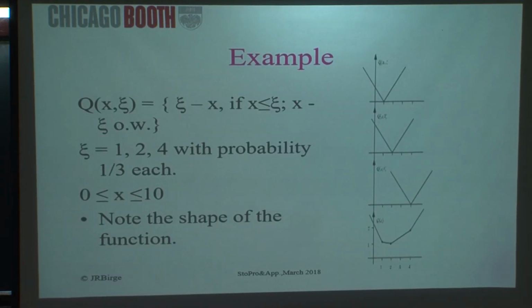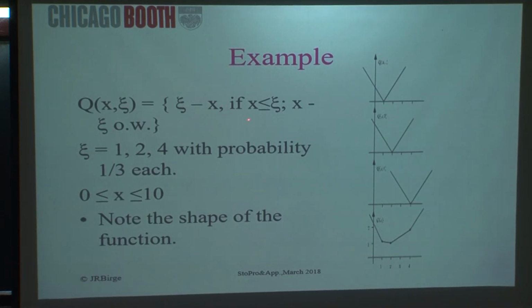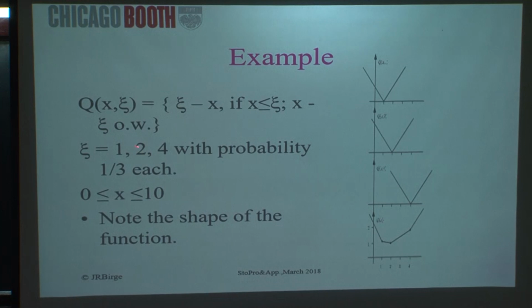Okay, so let's go through an example. It's basically the absolute value of a random variable xc minus x. If x is less than or equal to xc, it's xc minus x. If x is greater than xc, it's x minus xc. Let's say xc has 3 possibilities: it could be 1, 2, or 4, each with probability 1/3.